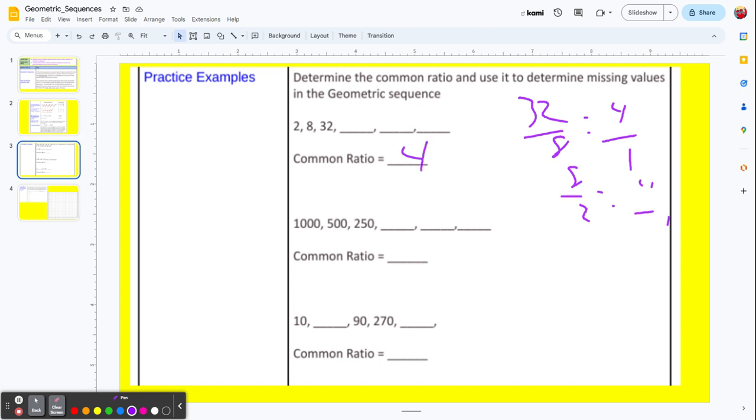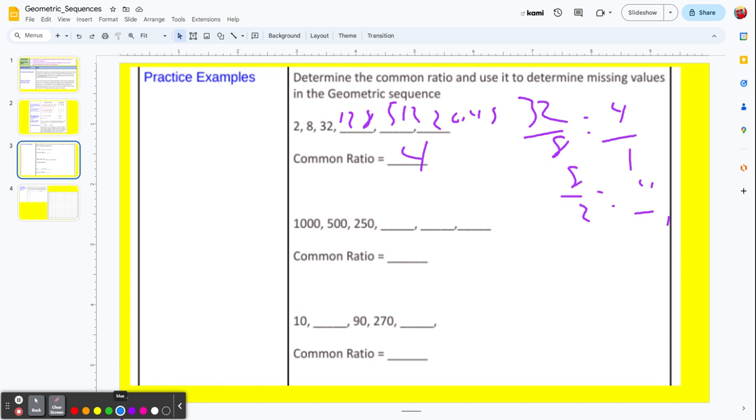So then we're going to multiply. 32 times 4 is 128. 128 times 4 is 512. And 512 times 4 is 2,048. All right. Next one.